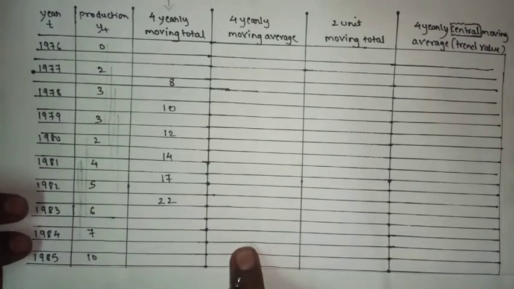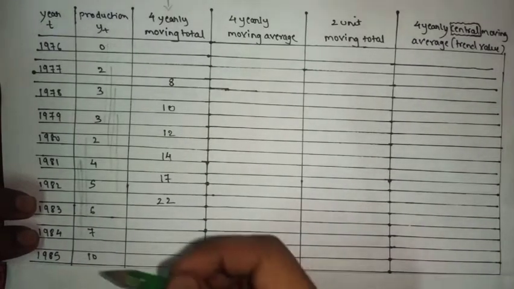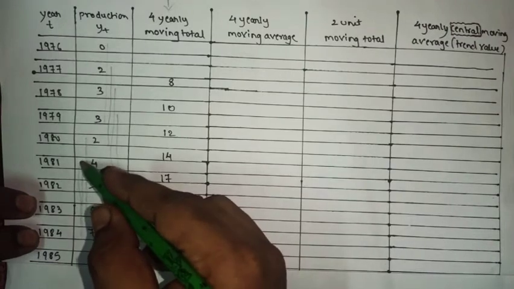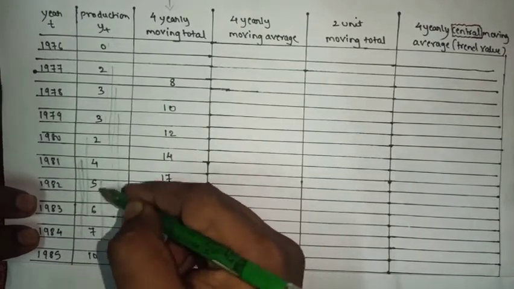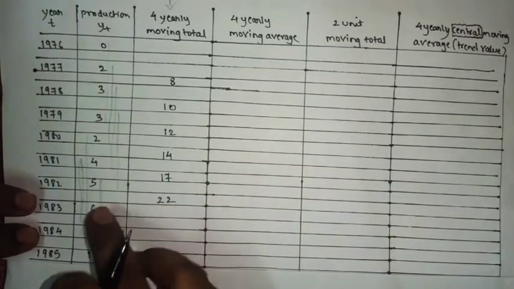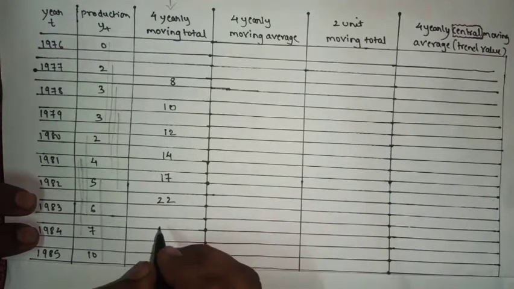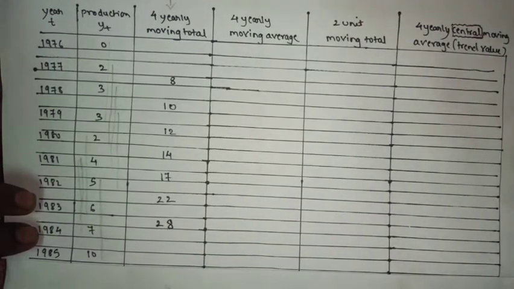So the next will be what? Between 83 and 84. So we'll check. Can we find the answer? After 4, this will be 5, 6, 7, 10. So when you add 5, 6, 11, 7, 18, 28 you will get. So you will write that 28 between 83 and 84.